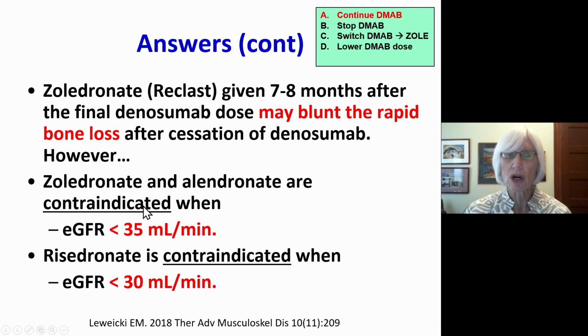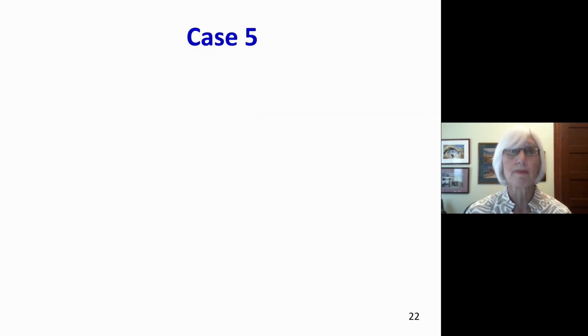Zoledronate and alendronate are contraindicated when the GFR is less than 35 mL per minute, and even risedronate is contraindicated. That's Actonel, when the GFR is less than 30. So this lady's GFR is 28. These bisphosphonates are contraindicated. So the correct answer: continue her denosumab indefinitely.